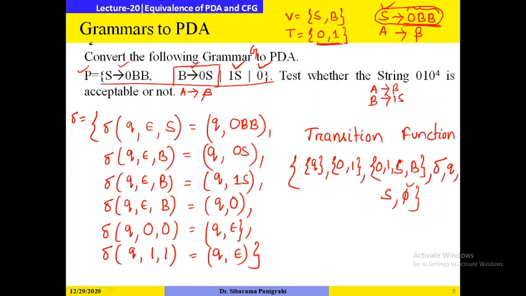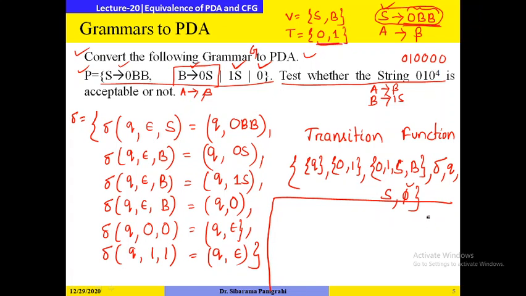Now you see in this question, convert the following grammar to a PDA. So the first part is over. Next, you have to test whether the string 0, 1, 0 to the power 4, that is 0, 1, 0, 0, 0, 0, is accepted by this PDA or not. For that, let me draw it.